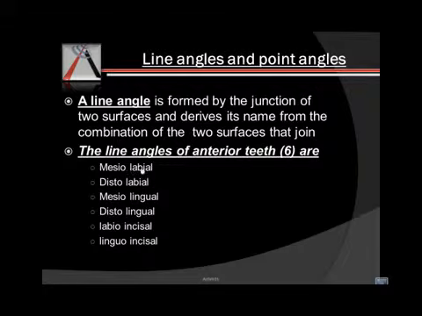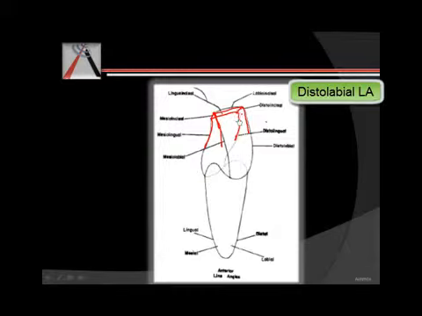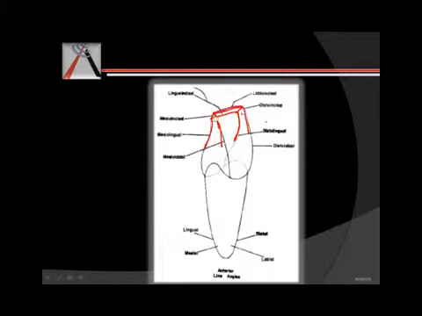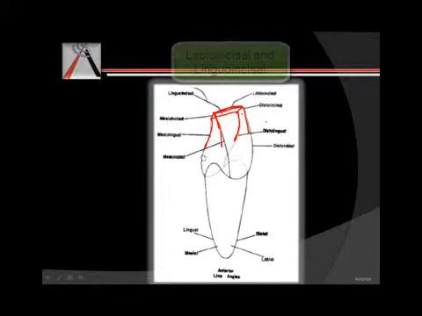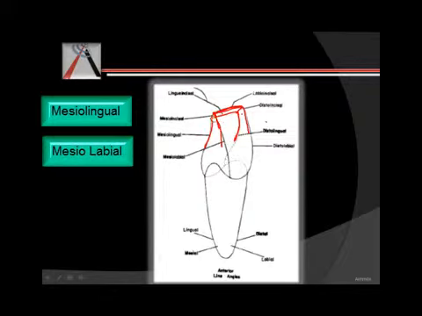So in anterior teeth, we have 6 line angles. So this is your anterior teeth. So these are your line angles. If you can see, this is the labial surface and this is the distal surface. So this is your distolabial line angle. This is your distolingual line angle. Then you have this. This is your labial surface and incisal. So this is labio-incisal line angle, and this side is your lingual and incisal, linguo-incisal line angle. Then this is your mesial side. So this is mesiolingual, and this is your mesiolabial.